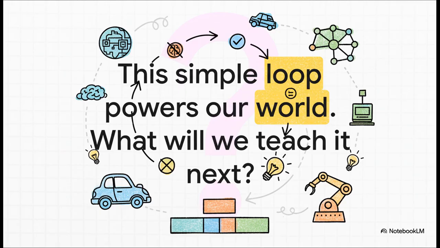This beautifully simple, yet incredibly powerful loop of predict, check, and correct, that's the engine behind so much of the AI that is literally shaping our world today. It all comes down to the power of learning from your mistakes, over and over and over again. Which really just leaves one question. What are we going to teach it to do next?